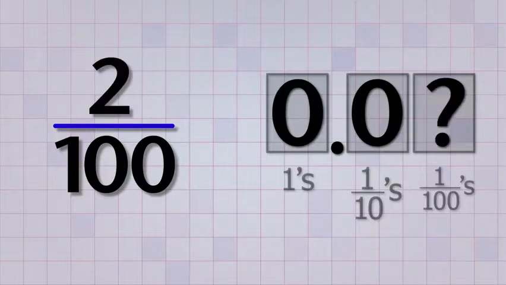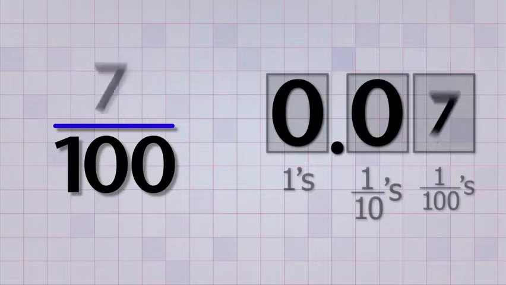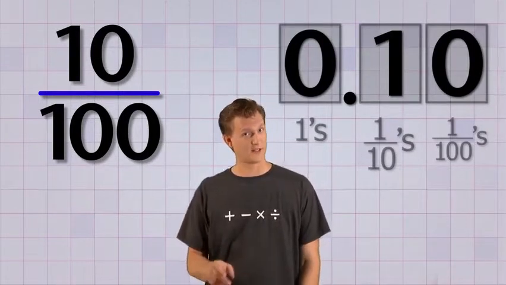Next, let's try 2 hundredths. For that, we simply put a 2 in the hundredths place. Let's keep on counting with hundredths just like we did for tenths. 3 hundredths, 4, 5, 6, 7, 8, 9, and 10 hundredths. But look what happened when we got to 10 hundredths.